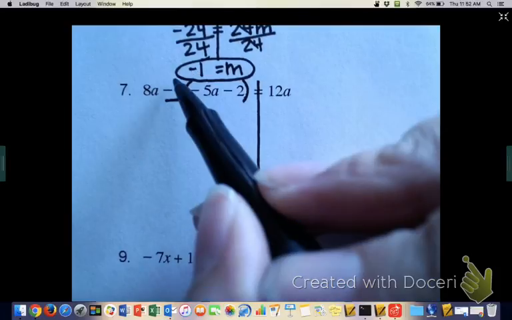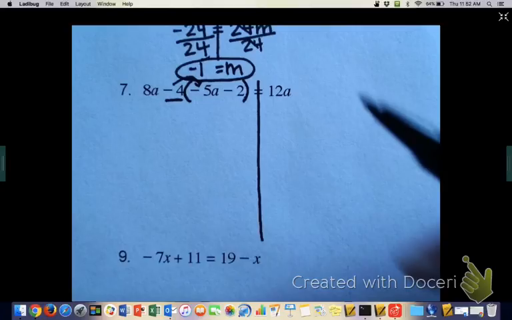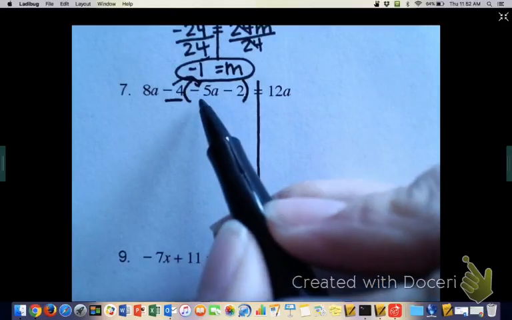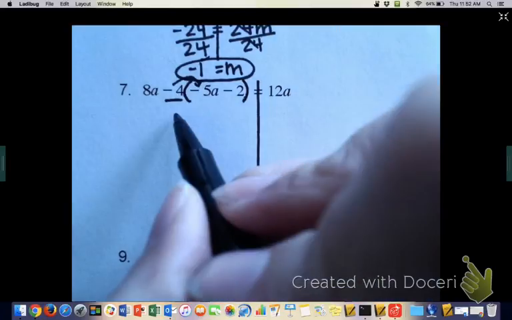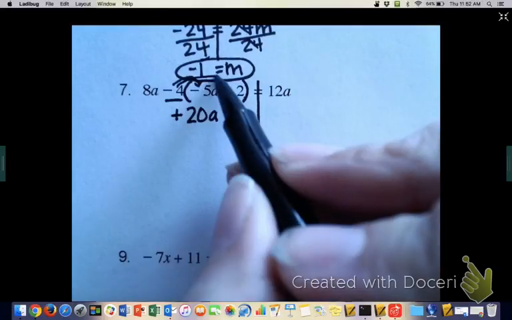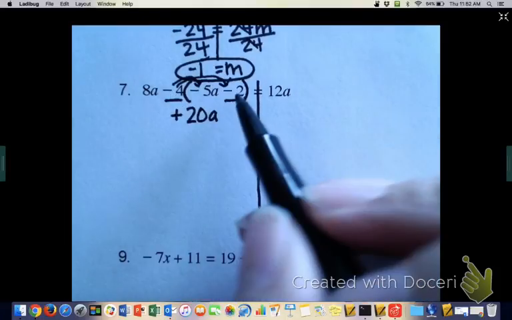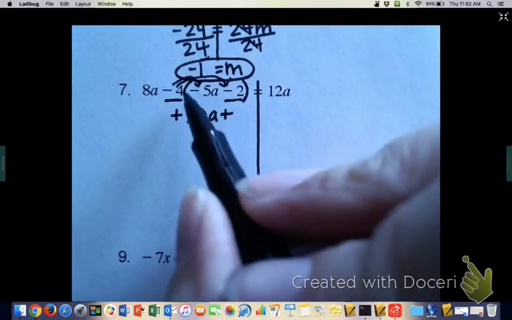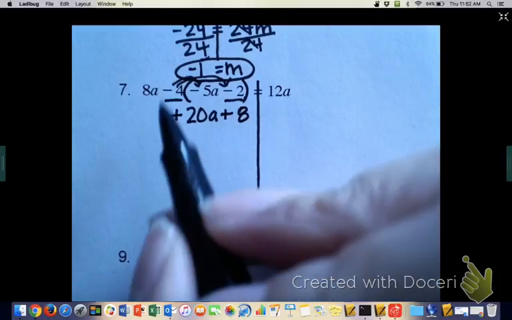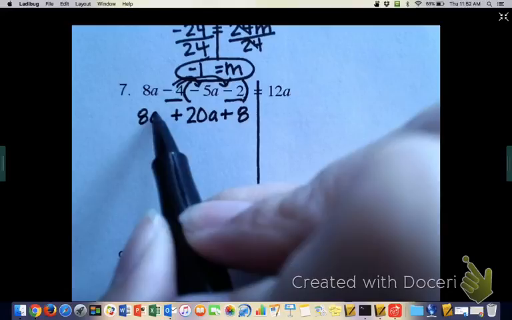Take negative 4 and distribute it. So negative 4 times negative 5a, negative times negative is positive, so I'm going to put plus 20a. Negative 4 times negative 2. Again, a negative times a negative is positive, so I'm going to put plus 4 times 2 is 8. Okay, we have not used the 8a yet, so just bring it straight down. You can't forget about it.